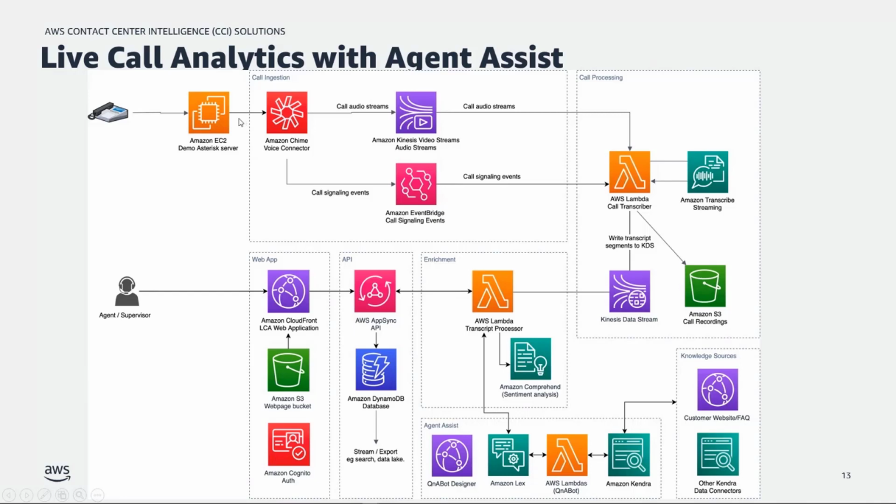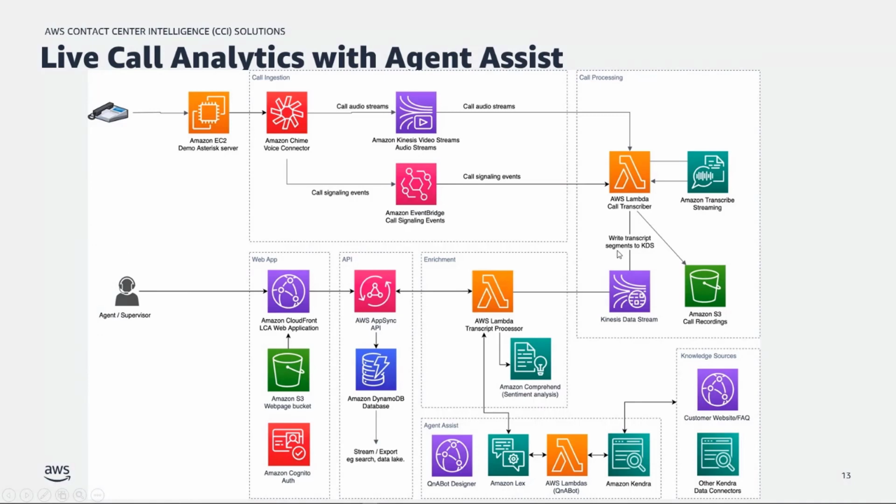Now, the audio of that conversation comes through some components. We call it the Chime Voice Connector. This provides the audio streaming through Kinesis Video Streams to a layer that we call the call processing layer, where we have an AWS Lambda function that picks up those audio fragments in real time from the Kinesis Video Streams and sends them to Amazon Transcribe and gets real-time transcriptions back. And as those real-time transcriptions come back, it publishes them to a Kinesis data stream.